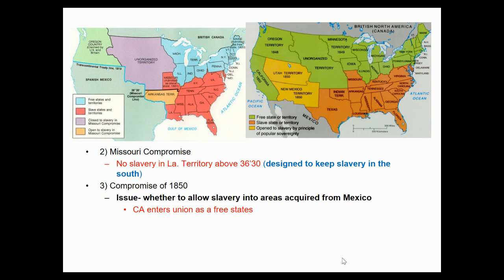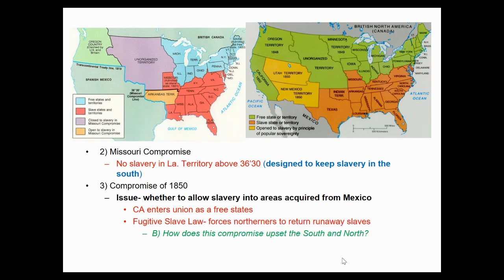So in this compromise, what comes out of the compromise? Well, California enters the Union as a free state. Now the North gets an extra 2 senators, so that's what the North gets. The South, they get in return something called the Fugitive Slave Law, in which the North forces Northerners to return runaway slaves.